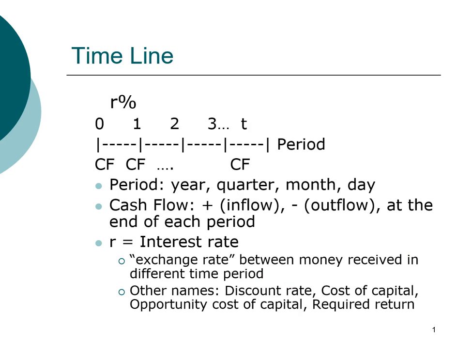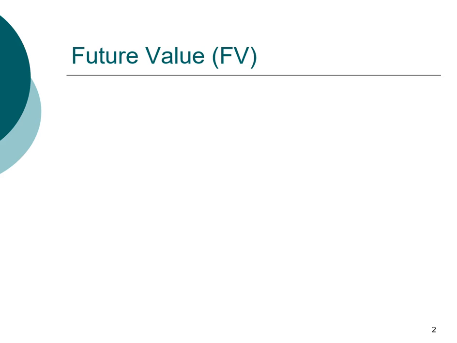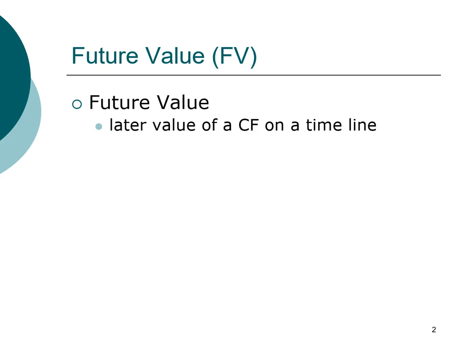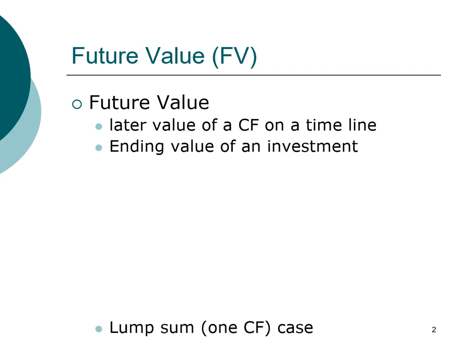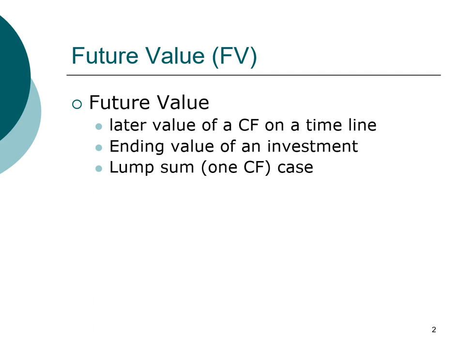So let's take a look at how we apply this. The first concept we're going to look at is future value. Future value is the amount of money that will occur later on in time. So this is the value that will happen later on in the timeline. It represents the ending value of an investment. In this chapter, we are going to look first at the example of a lump sum. Lump sum means that the cash flow occurs only one single time. So the timeline for such a problem will look something like this.